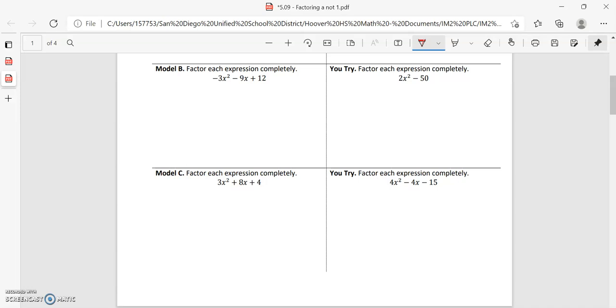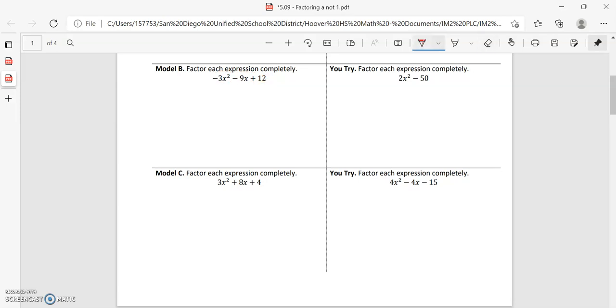5.09, Model B, and I will do Model C as well. Okay, so going back to our previous model, we're going to want to factor something out of here. So we're looking at all of our coefficients. We have -3, -9, and 12. What number can we factor out of all that?